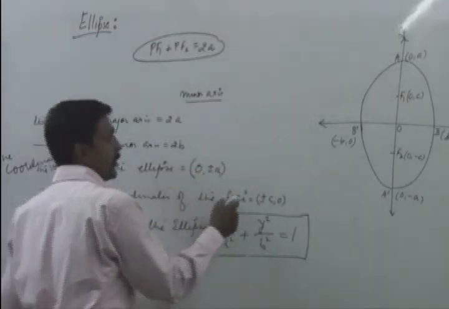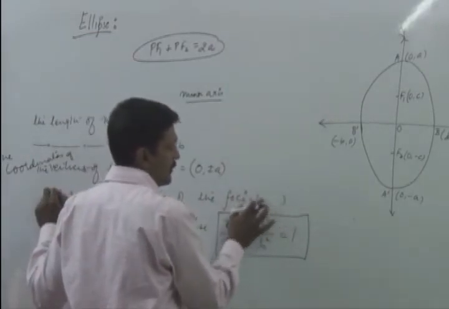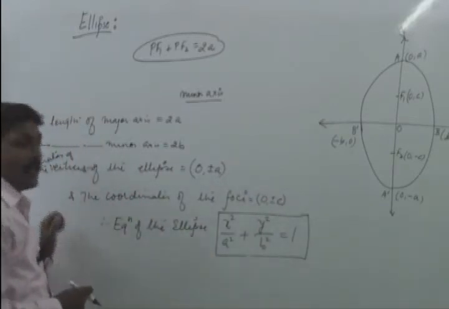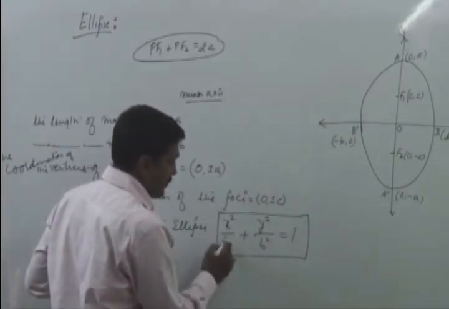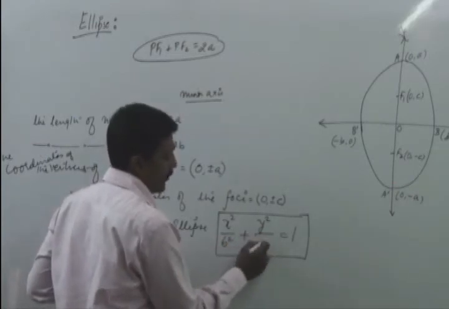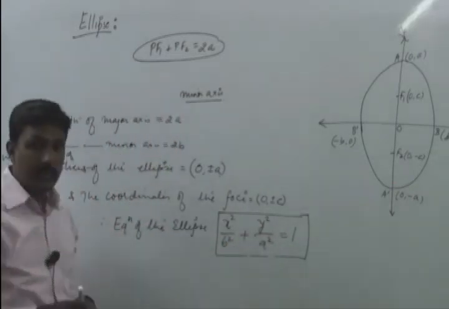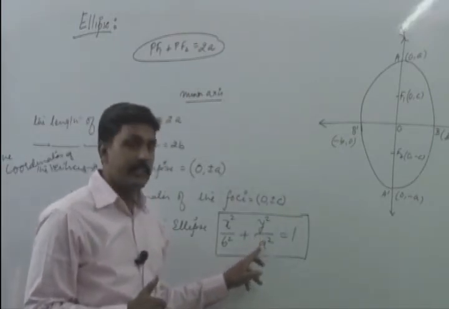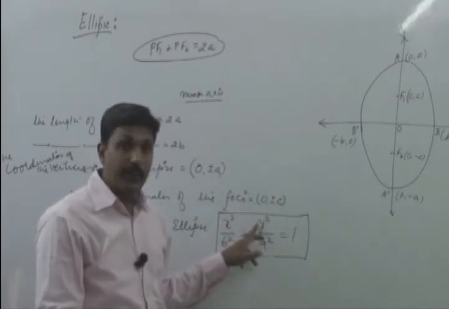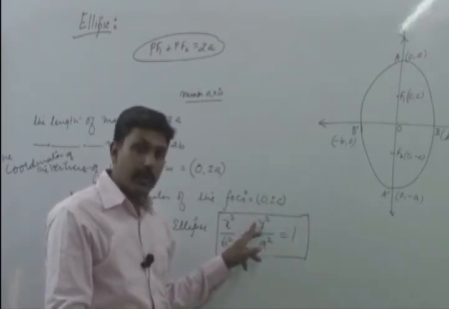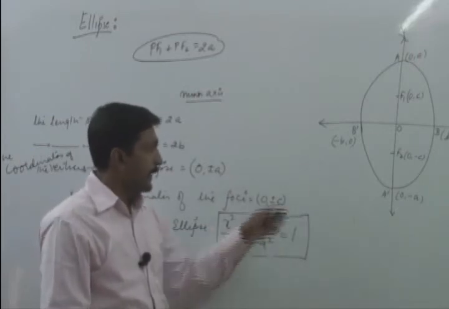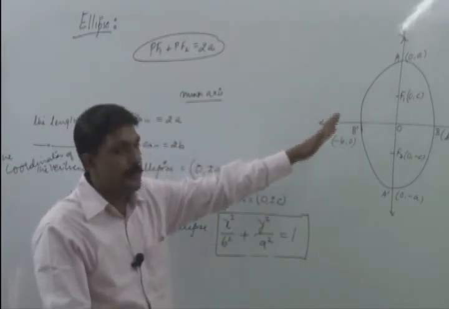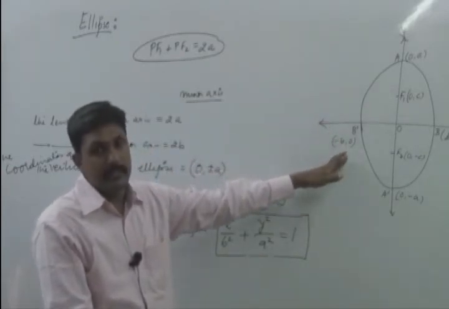The coordinates of the foci will be (0, ±a), and the equation of the ellipse becomes x²/b² + y²/a² = 1. So check over here: since a is the semi-major axis, the semi-major axis is with y only. So if it is with y², that is, the equation is in this form, the axis of the ellipse will be the y-axis.